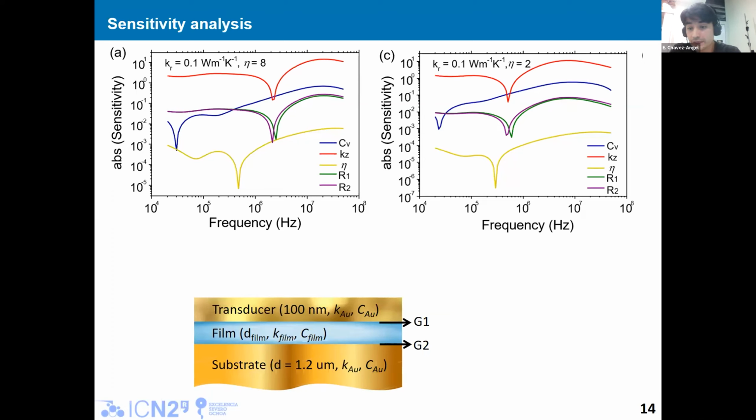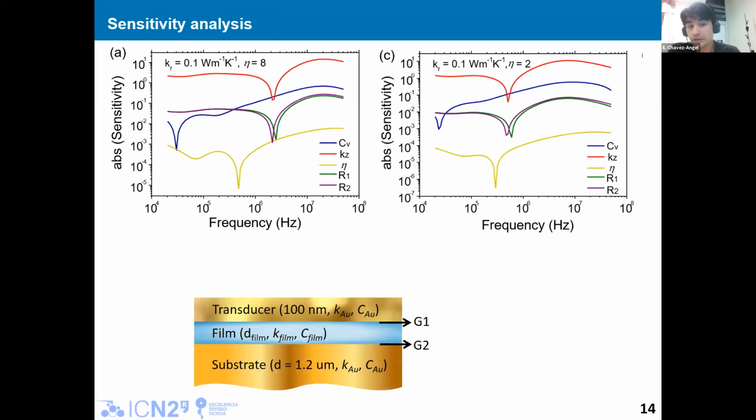We have a transducing layer for the frequency domain, which has its own unknowns, like the thermal conductivity and the heat capacity. Later, we have the interface thermal resistance. Then we have all the unknowns of the film: the cross-plane and in-plane thermal conductivity, and specific heat capacity. Again, another interface thermal resistance. And at the end, we also have the bulk substrate, with its own thermal conductivity and heat capacity.